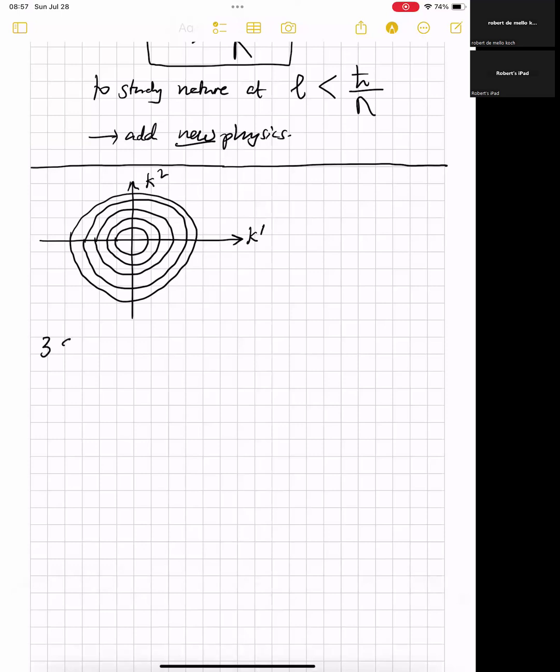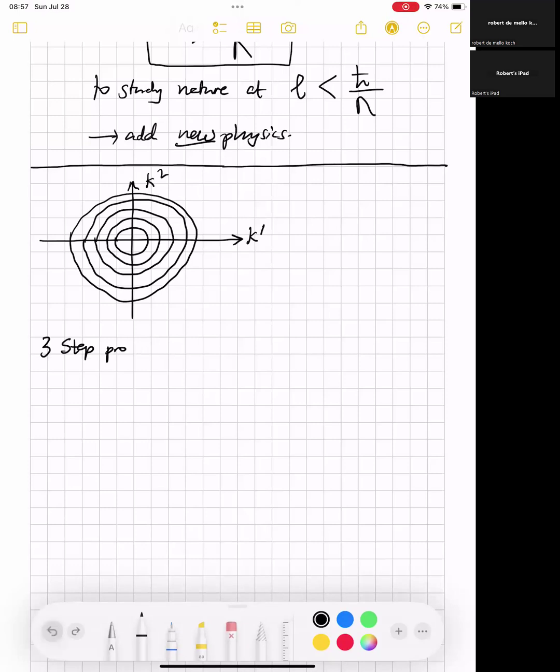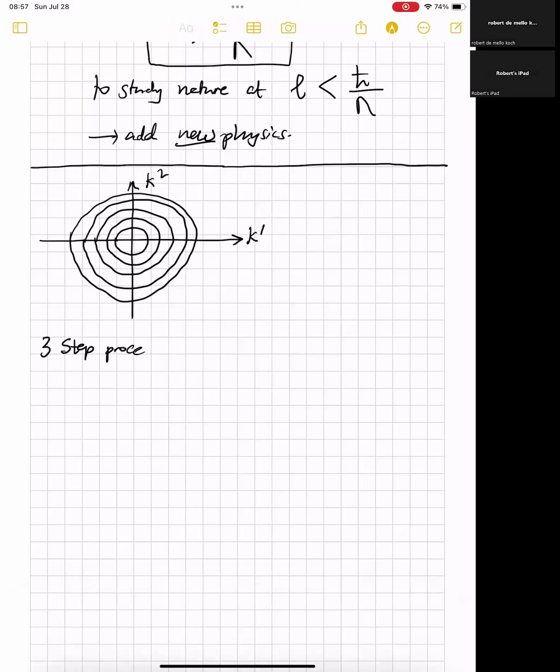So let me define for you this three-step procedure. What is the three-step procedure? In the first step, we isolate the outer shell of modes in momentum space.